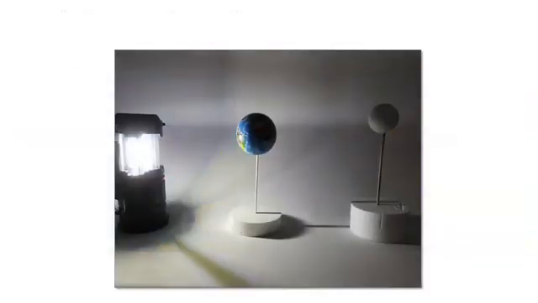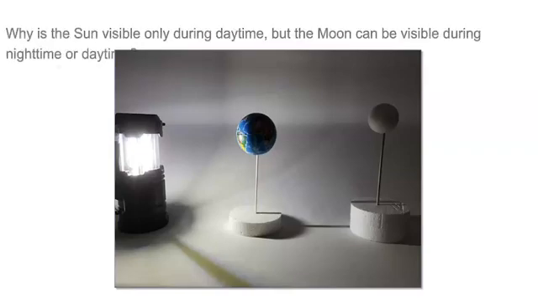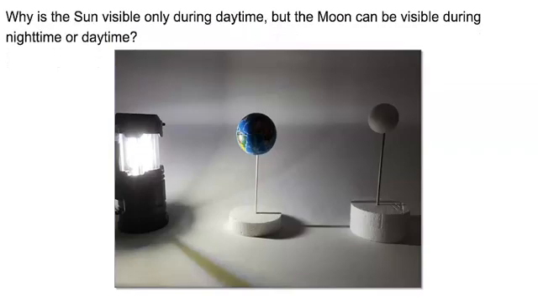We can start by looking at our space view model again. Why is the sun visible only during daytime, but the moon can be visible during nighttime or daytime? Well, we know that night occurs on the part of Earth that is facing away from the sun, so the sun can never be seen at night. But what about the moon? How can the moon be visible during nighttime or daytime?